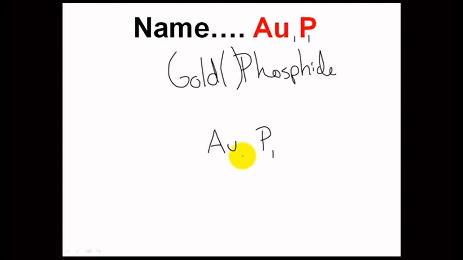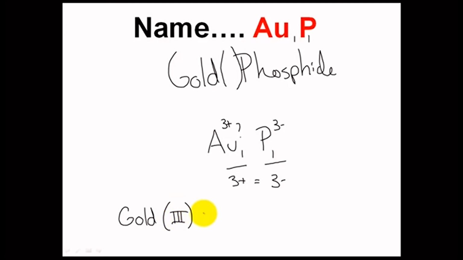I have 1 of each because they don't have subscripts. Phosphorus has a 3 minus charge, and I have 1 of them. Therefore, the total charge on phosphorus is 3 minus. The total charge on the gold side needs to be 3 plus. They need to be equal and opposite. So therefore, the question is, just like 3 times 1 gave me a 3 minus, what times 1 is going to give me a 3 plus? And the answer to the charge is going to be 3 positive. So I will name this gold 3 phosphide.